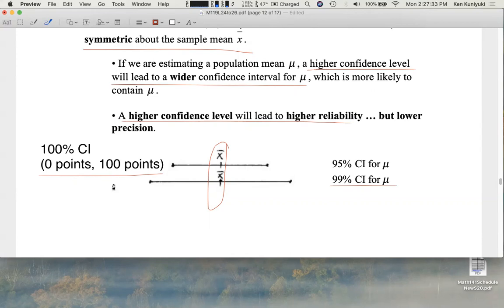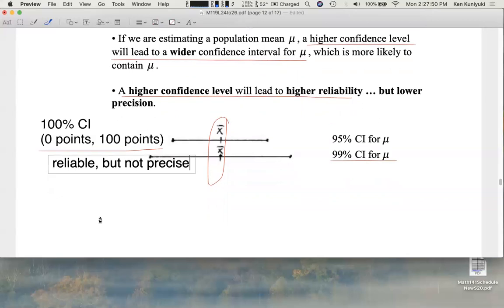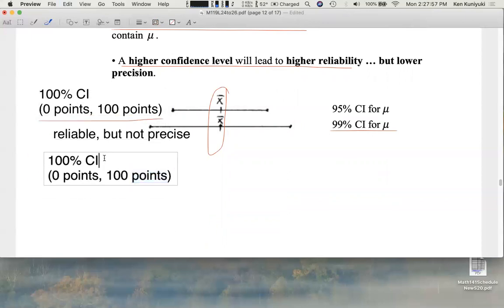I'm telling you nothing about how you did. You have no idea if you got an A or an F. So let's say you go, okay, you're being very reliable, but not very precise. So again, this 100% confidence interval is reliable, but not precise. So let's say you ask me to give you a more precise confidence interval. And I tell you, okay, I think you scored between 78 points and 82 points.